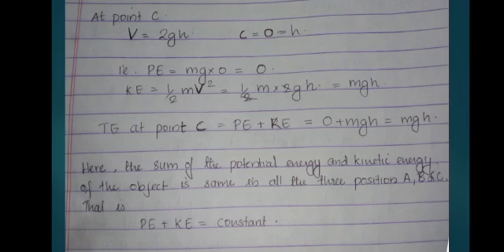But whatever potential energy is changing or kinetic energy is changing, the total energy of the system will always be the same. That means the energy is conserved in a system, whatever energy changes take place. So this is how we are proving the law of conservation of energy.